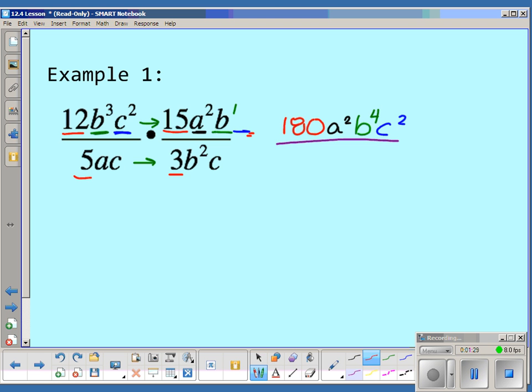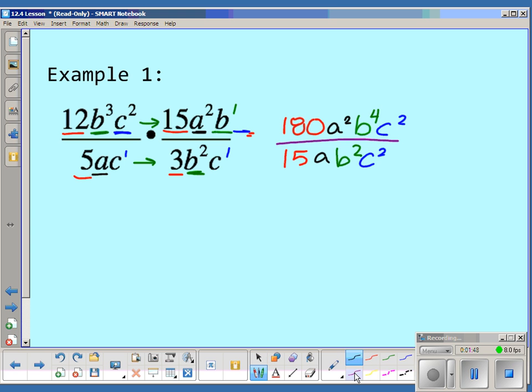5 times 3 is 15. An a and no a's leaves me with just an a. I have a b squared over here and nothing else. And my last one is c to the first times c to the first. Remember, you add exponents when you're multiplying, so it's c squared.